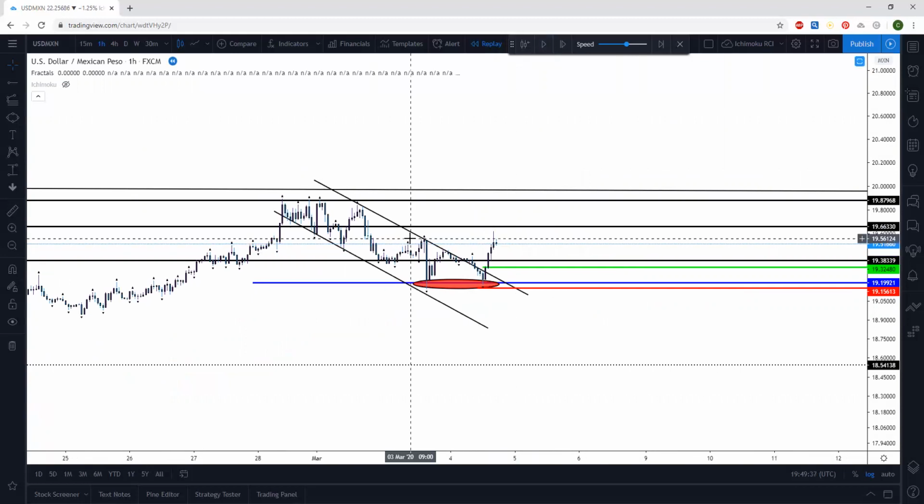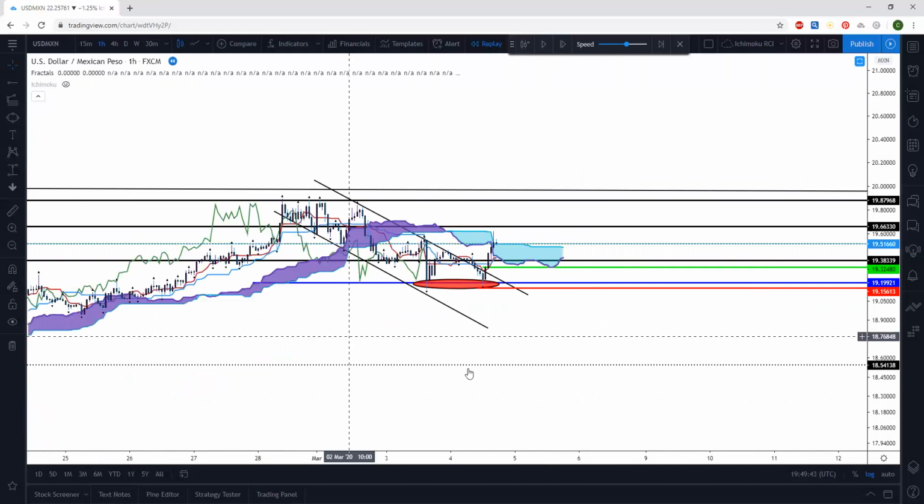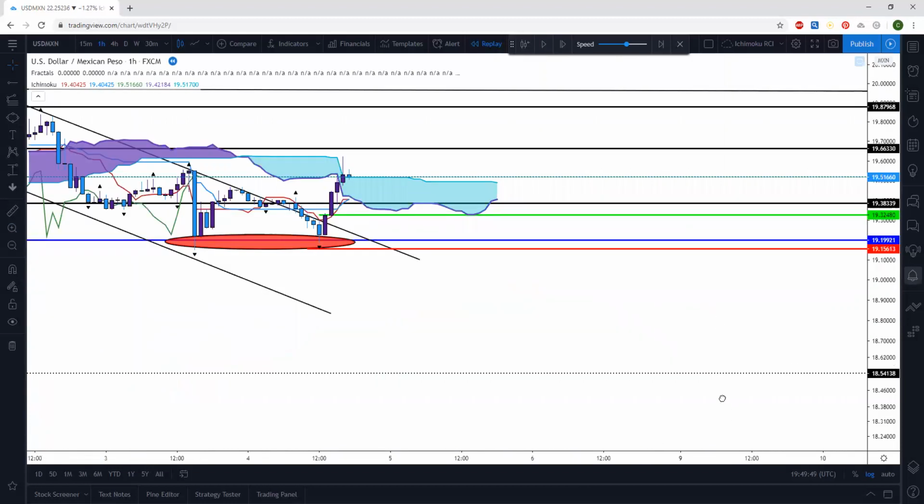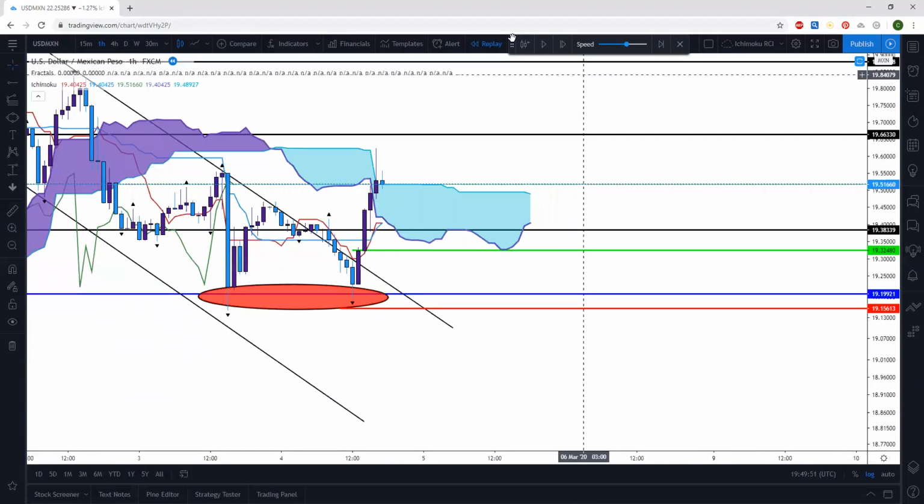So we got here, right? You see it rejected at this level because it rejected at this fractal. But let's see what the cloud is doing. You see here, let's zoom in a little bit. So we're starting to get this motion here. We're starting to move up. We want to start seeing something like this. That's what we want to start seeing, like that.